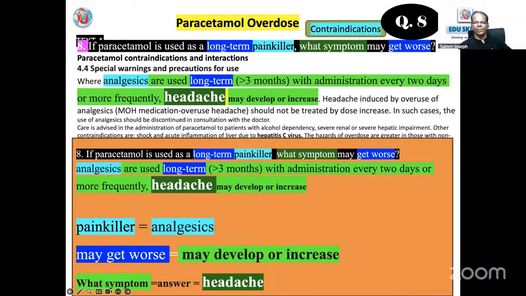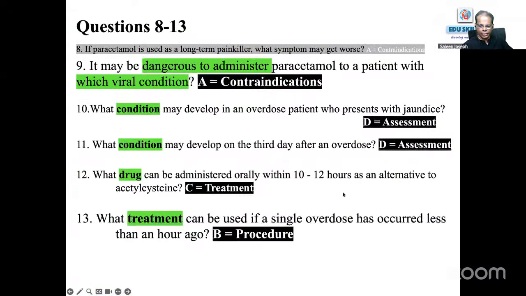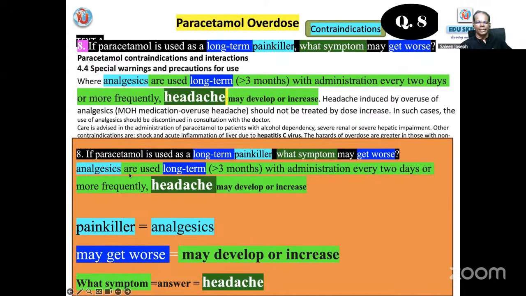If paracetamol is used as a long-term painkiller, what symptoms may get worse? Okay, you know, analgesics, painkiller, long-term, symptom. What is the word used here? Headache. And may get worse. May develop or increase. See, painkiller, analgesics, may get worse, may develop or increase. So those are the synonyms and synonymous expressions, and this is known as paraphrasing.